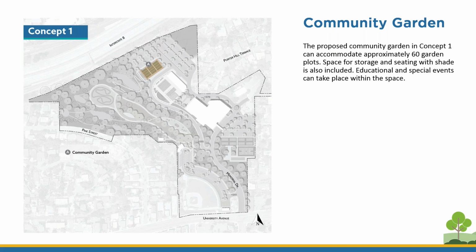The proposed community garden in Concept 1 can accommodate approximately 60 garden plots. Space for storage and seating with overhead shade are also included. Educational and special events can also take place within the space.